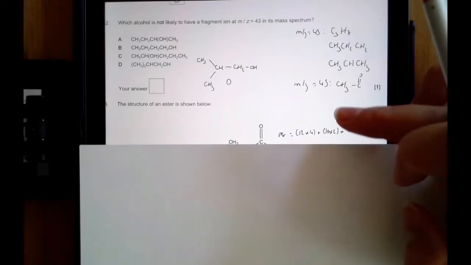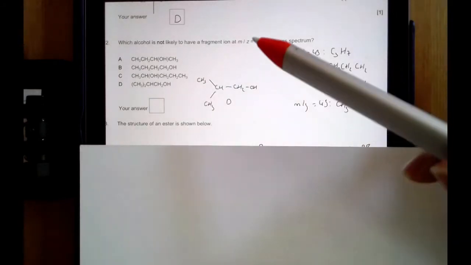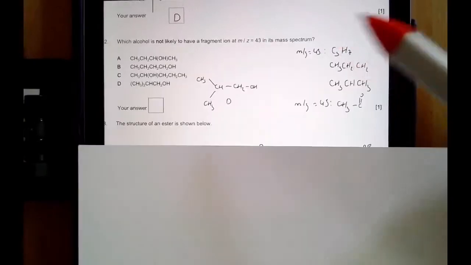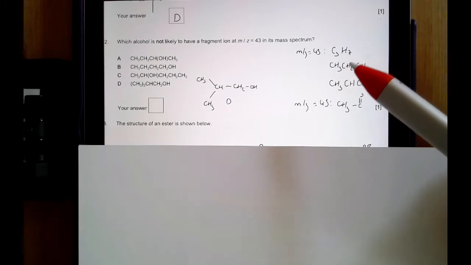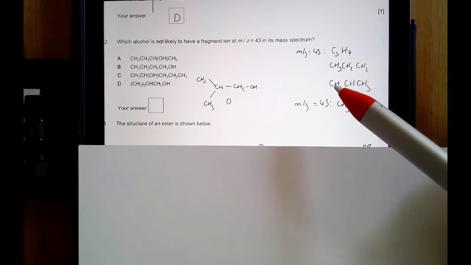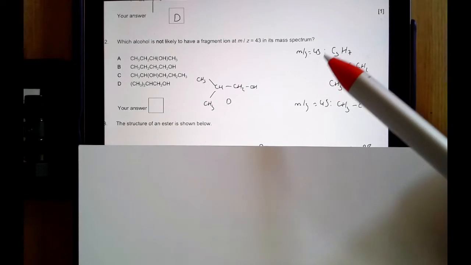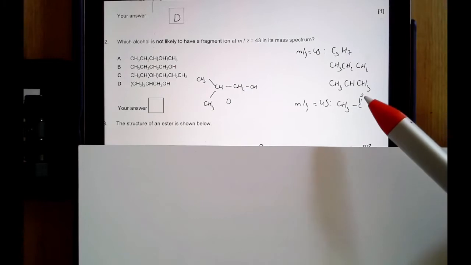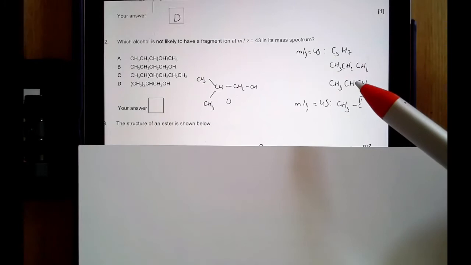The next question is also multiple choice, and it wants to know which alcohol is not likely to have a fragment at mass charge 43. So 43 is one of those common ones, and it is typically from a C3H7. You can draw C3H7 in 2 different ways. It can be a CH3, CH2, CH2, or you can have a CH3 bonded to a CH that's bonded to another CH3. The other common fragment with a mass of 43 is a CH3 bonded to a C double bond O. So I need to look through these alcohols and see if these fragments are present.